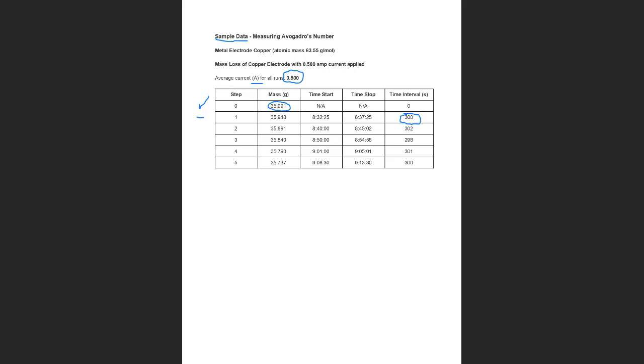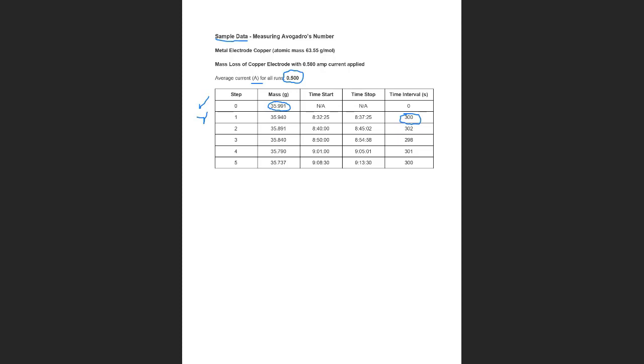And the weight, we lost weight. In step number 1, the weight went from 35.991 to 35.940. So what is the weight loss for step 1?